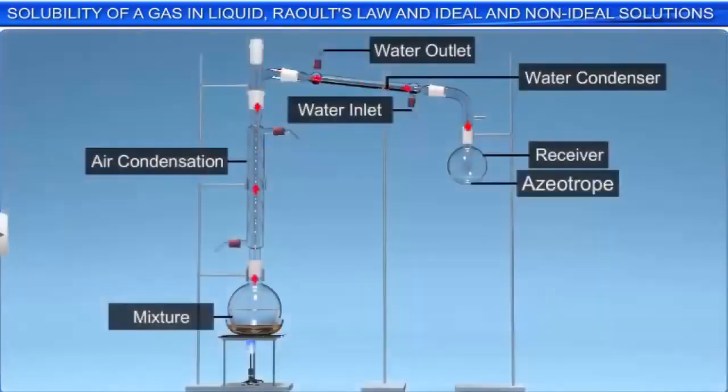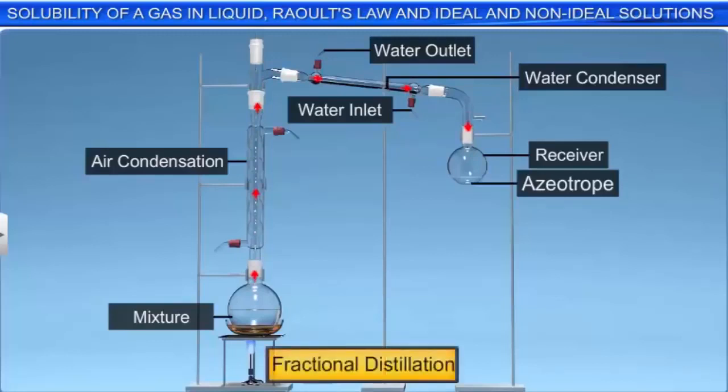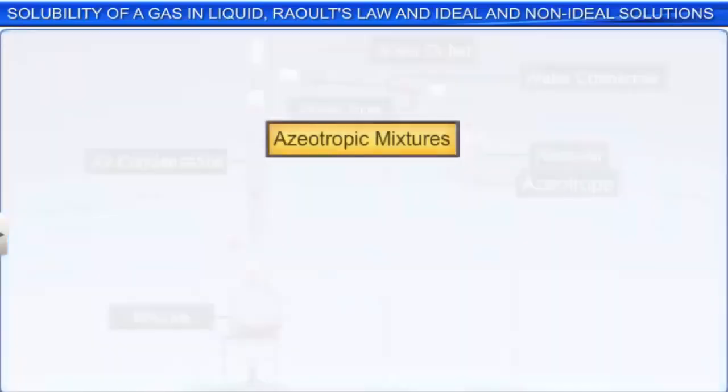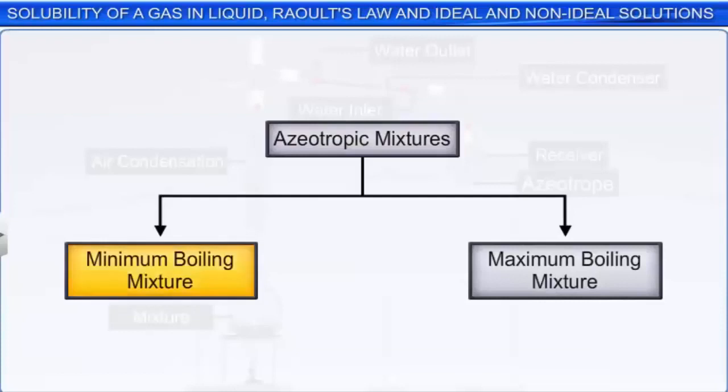At this condition, the mixture behaves as if it was a single component with one constant boiling point. In such cases, it is not possible to separate the individual components of the mixture by fractional distillation. Azeotropic mixtures can be further classified into two categories: minimum boiling mixture and maximum boiling mixture. Let us first discuss the minimum boiling azeotrope mixtures.